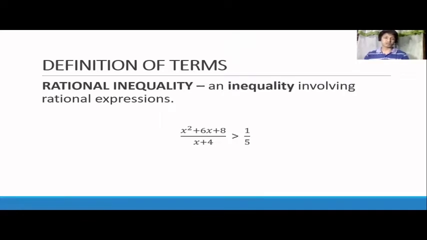We have another one, the rational inequality, an inequality involving rational expressions. With the same example, we have x squared plus 6x plus 8 over x plus 4 is greater than 1/5. So a rational equation becomes a rational inequality when the inequality symbols are present.